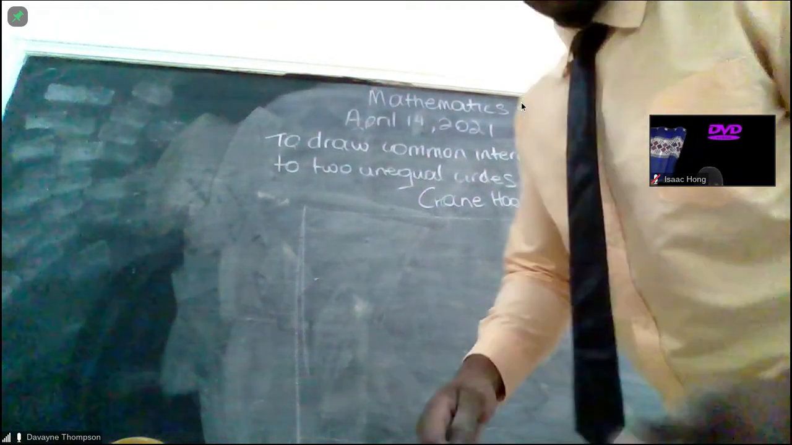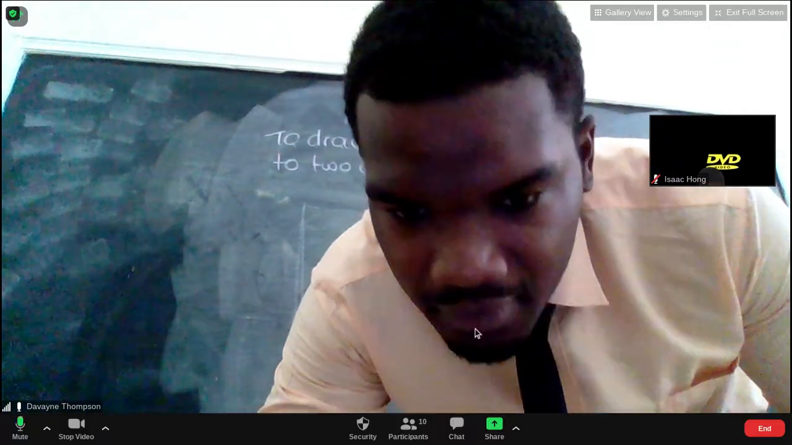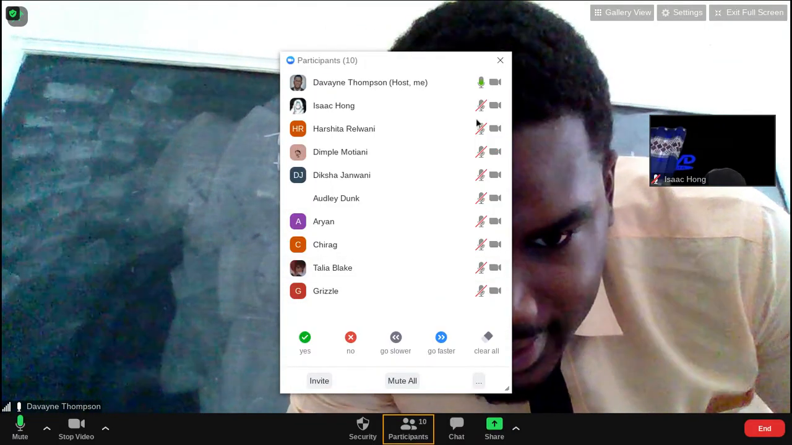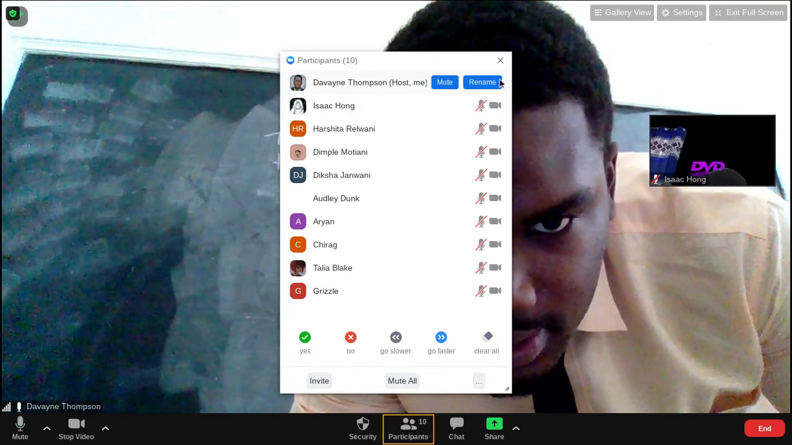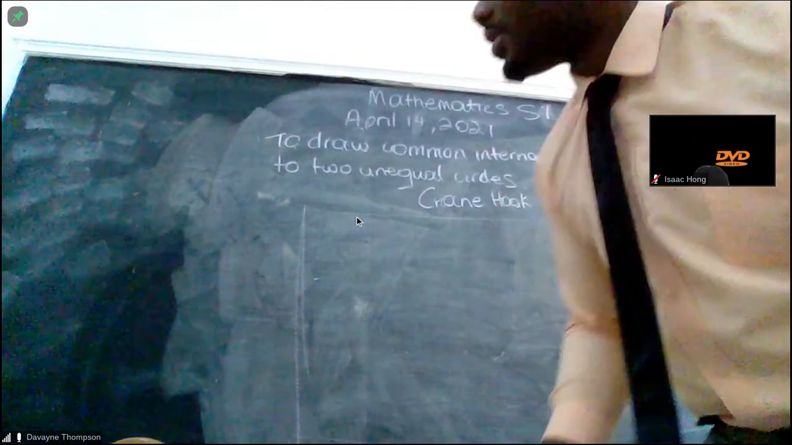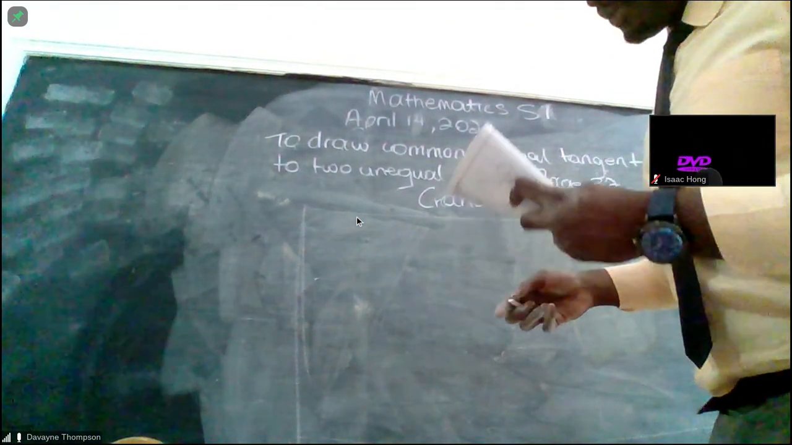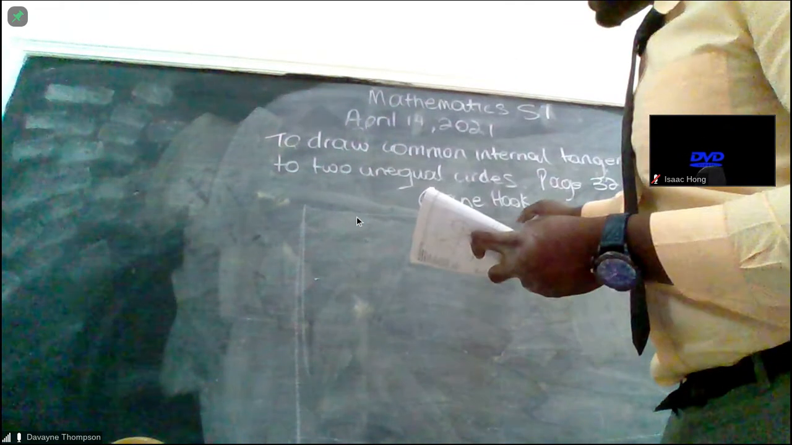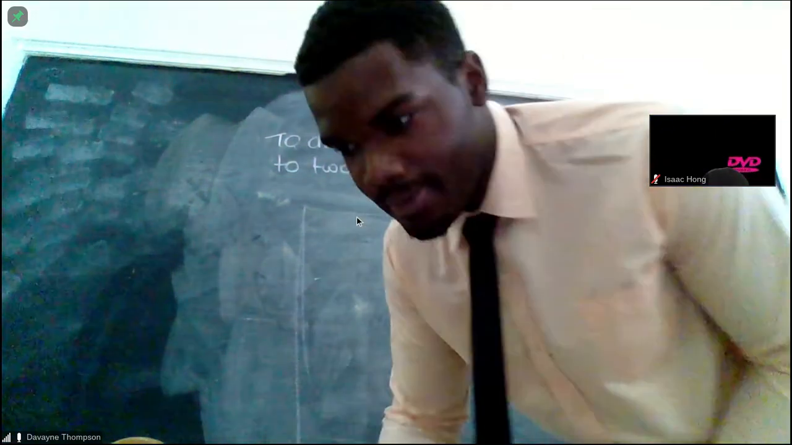Alright? Now, on the diagram, I'm going to ask persons who haven't completed the drawing to assist me. Let's see. Talia, Grizzle, Christoph, and Dimple. You guys are the main focus for this one. So on the drawing, what is the diameter of the circle at the top? There's two circles at the top. What is the diameter there?